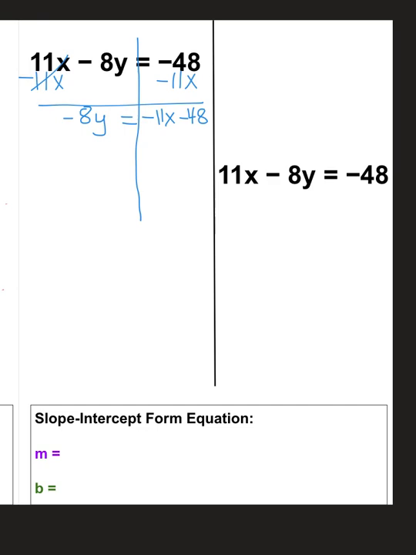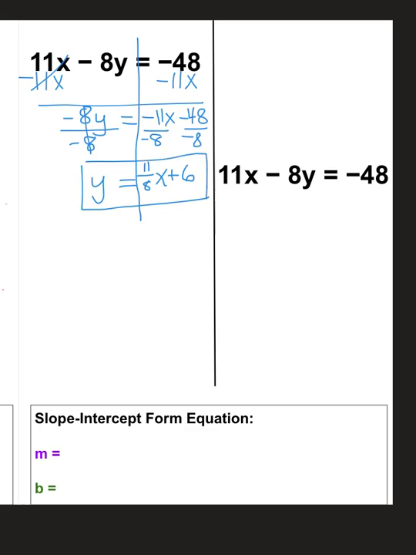So from here I need to cancel out that -8 that's being multiplied with the y, so I'll divide both sides by -8. So I can divide each term by -8. Y is equal to -11 divided by -8. Well, a negative divided by negative is a positive, and the 11 and the 8 can't simplify, so I can leave it as the fraction 11 over 8x, and then -48 divided by -8 will give me a positive 6. So there will be my equation in slope-intercept form.